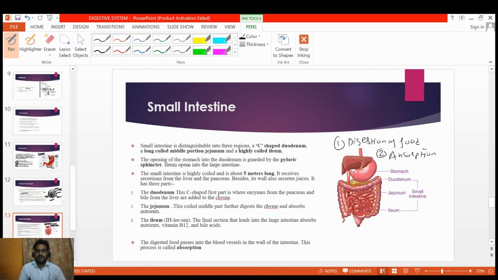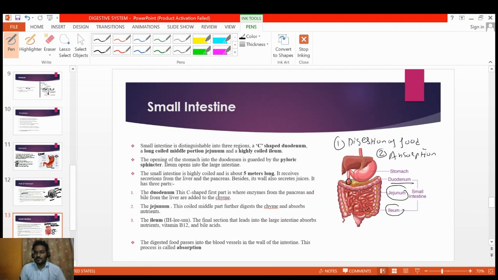Okay, so starting from the small intestine, let's understand the different segments of the small intestine. It is mainly composed of three specific regions: a C-shaped duodenum region, then a long coiled major portion we can call the jejunum, and finally a highly coiled ileum region. So as the stomach reaches the first segment, that is the duodenum, it is simply guarded by the pyloric sphincter.